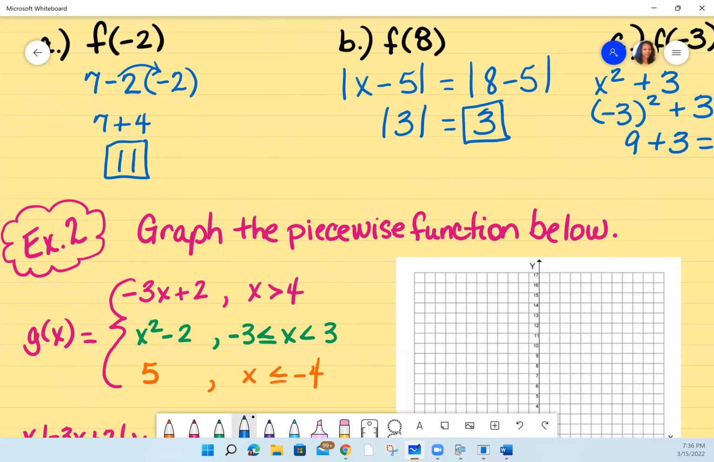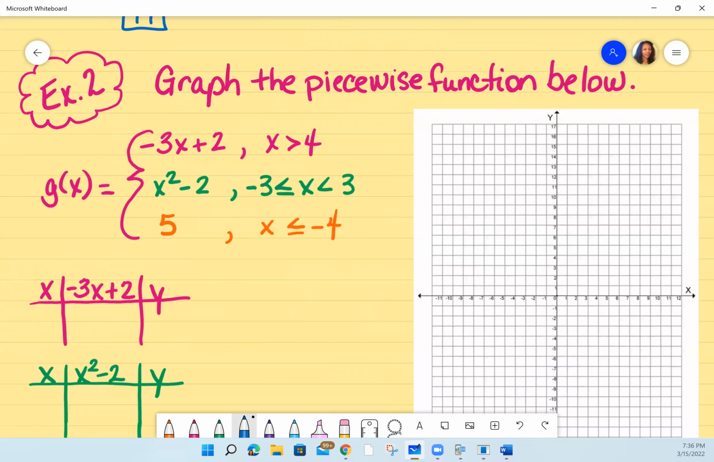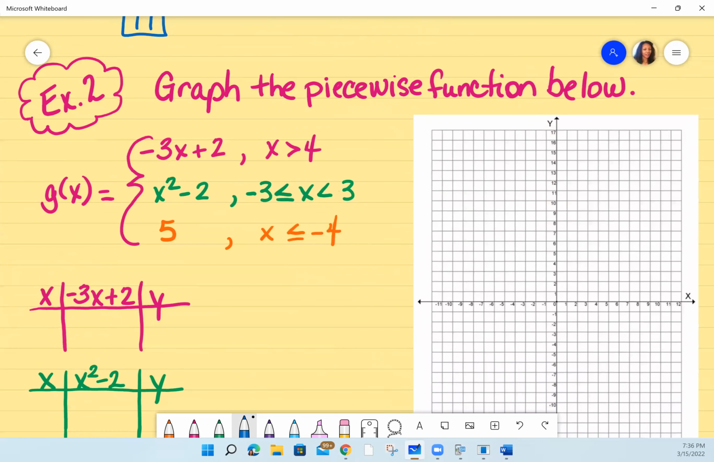For example 2, I am asked to graph the piecewise functions that are shown below. So I color coded it so that it's easier to see when I start to graph.